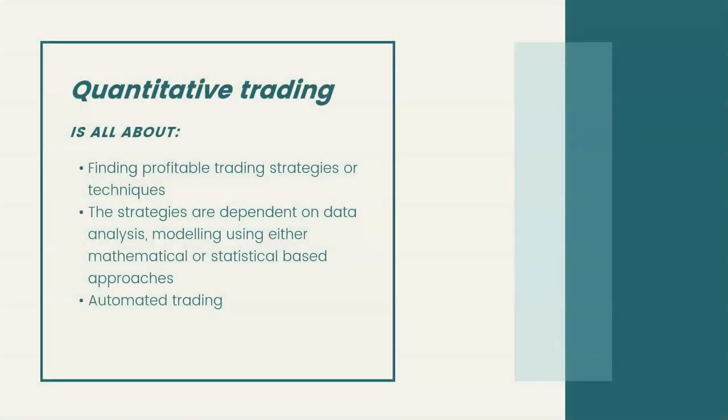So what is it all about? Quant trading is about finding profitable trading strategies or techniques. The strategies depend on data analysis and modeling using either mathematical or statistical based approaches. It's also about automated trading. So you want the trading to be done automatically, and in that way there's no human intervention, no human emotion involved. Because when human emotion is involved in trading, we have a tendency to be our own enemy. Whenever trading opportunities present themselves, we may or may not take the trade. Whereas with an automated trading setup, the algorithm will always take the trade for you. Or you will find out whether the strategy that you want to trade works or not.